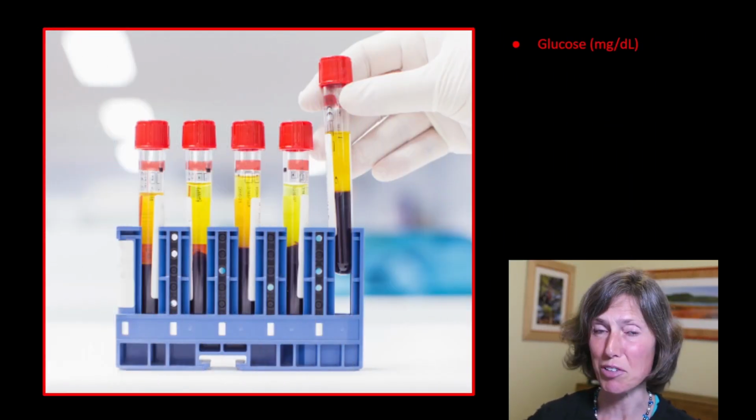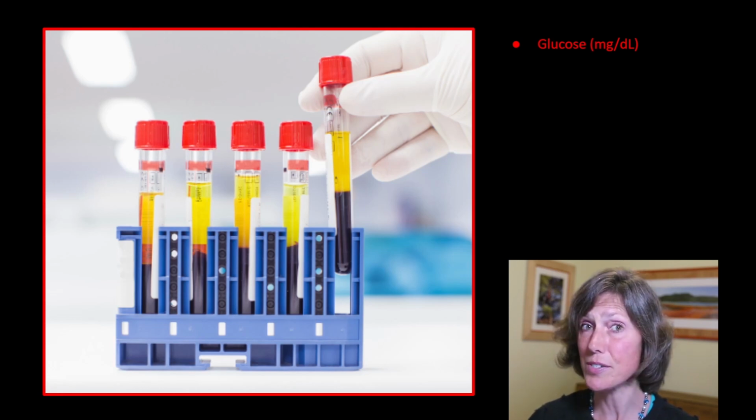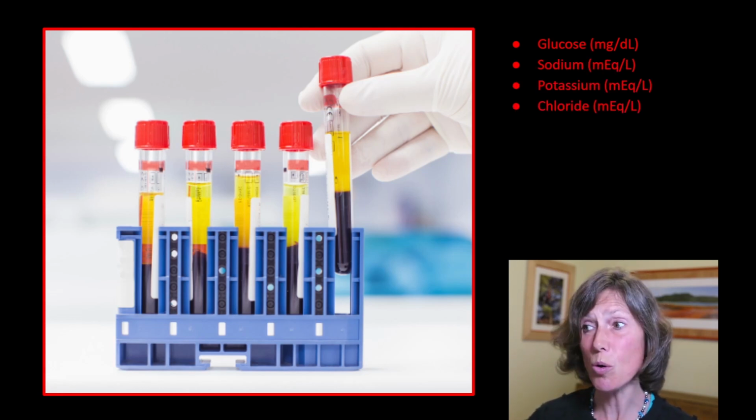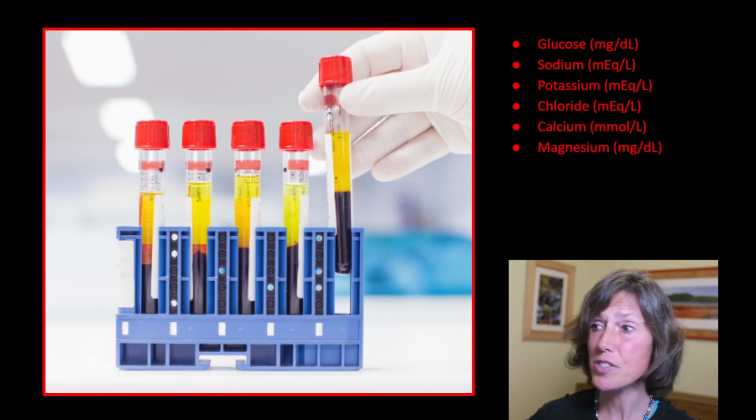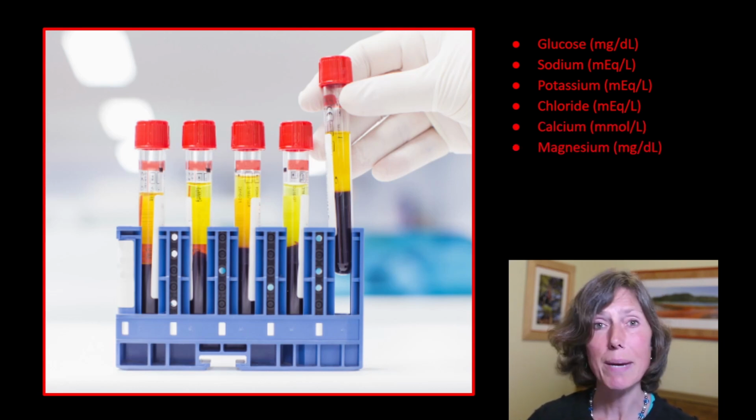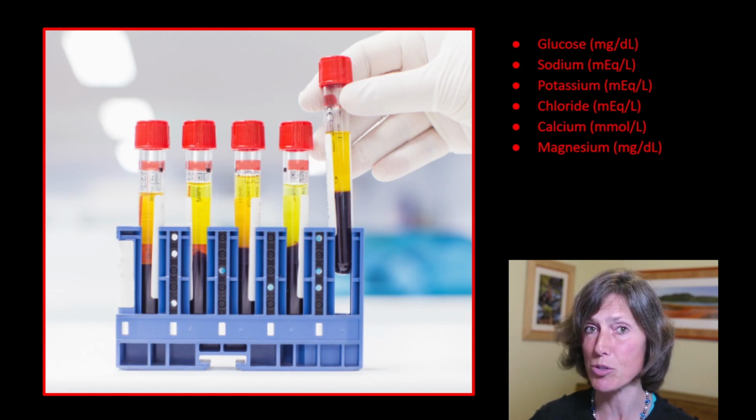The second bodily fluid that we can send off to a lab is our blood. Glucose is obviously a key item that we can measure, and it's a telltale sign if we may suffer from diabetes. Sodium, potassium, and chloride, measured in milliequivalents per liter, are key electrolytes. We need them. Calcium for our bones in millimoles per liter, magnesium for all kinds of cellular processes, including muscle function, in milligrams per deciliter.